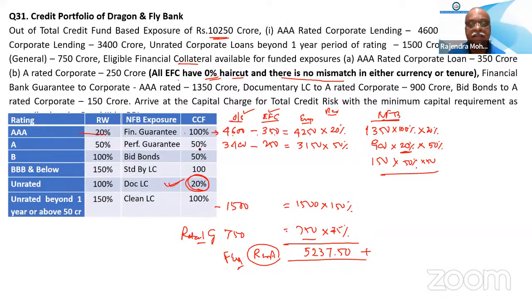For documentary LC, CCF. This column is CCF. This is the risk weight. CCF, we find out financial guarantee CCF is 100%, LC is 20%, bid bond is 50%. Here all the things are given. So we multiply non-fund based with CCF, then we multiply with the risk weight. Risk weight is according to the rating. So rating is 20%, 50%, 50%.